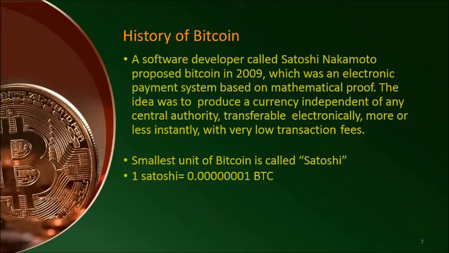Satoshi, the name is kept after the name of its founder, Satoshi Nakamoto. One Satoshi is equal to 0.00000001 BTC. It's the smallest unit of Bitcoin.